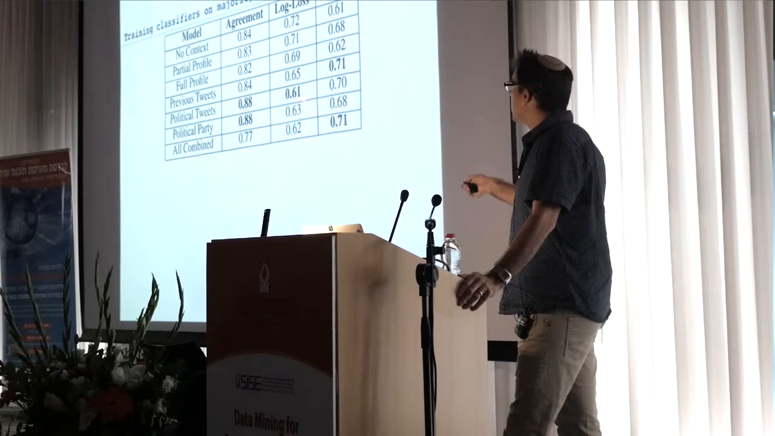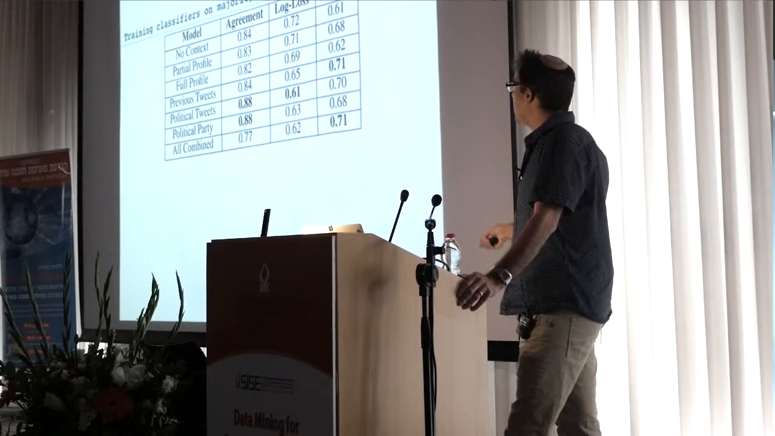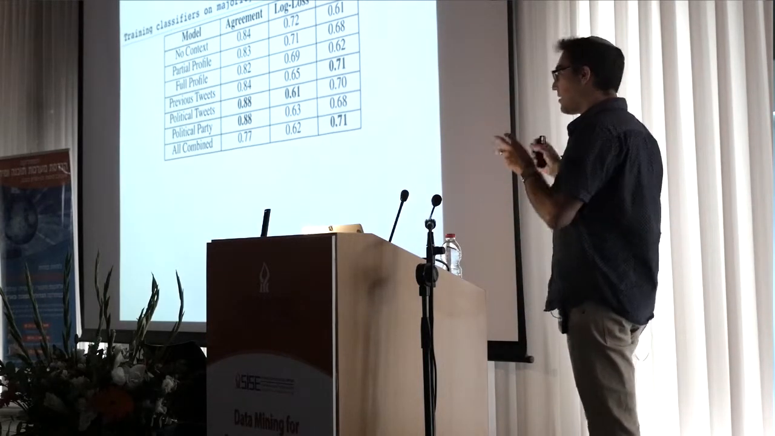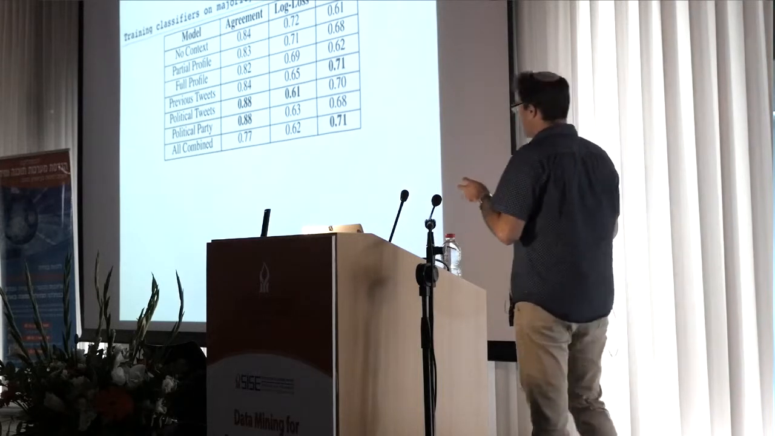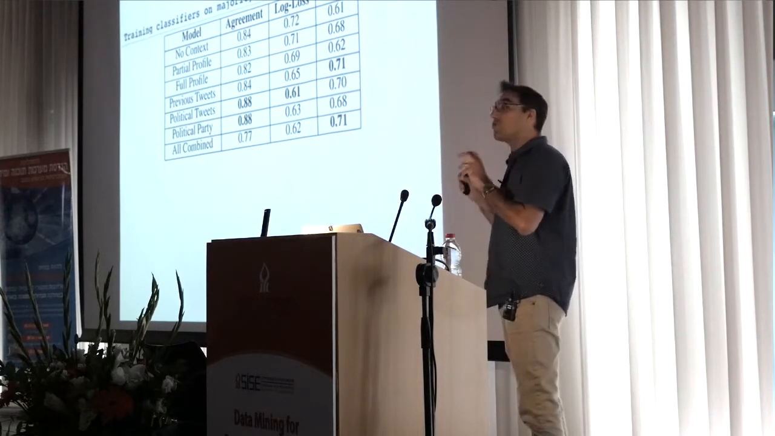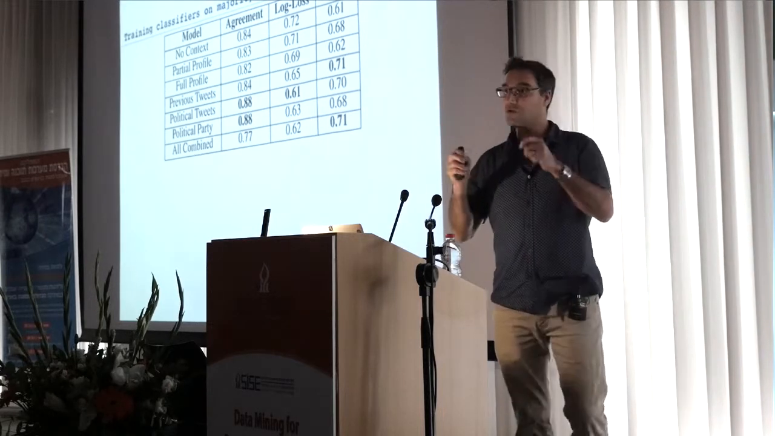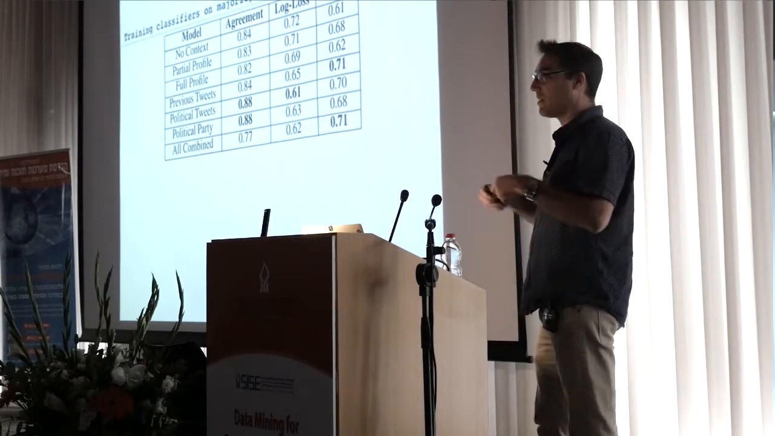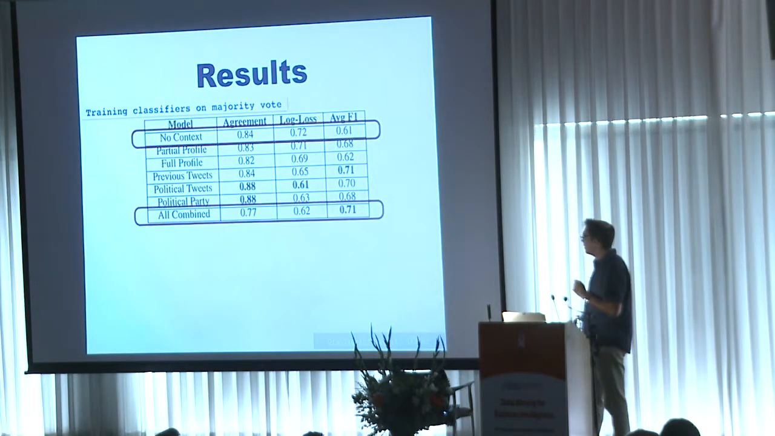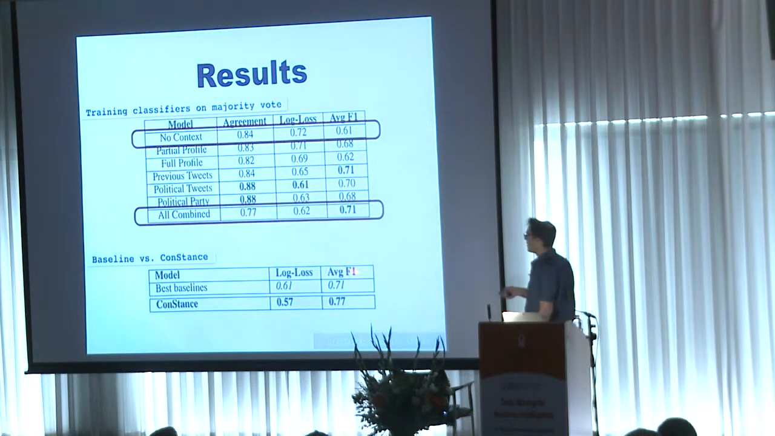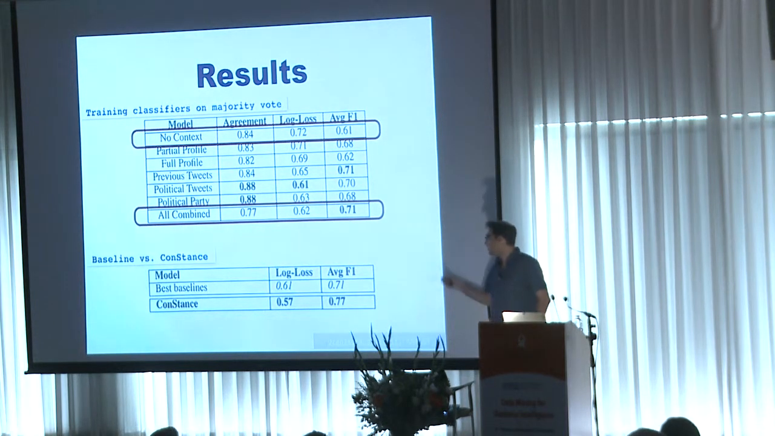There is a log loss, the lower, the better. There is an F score, the higher, the better, and you could see this is the result. Again, the basic classifiers based on majority vote. I didn't do anything interesting about how to choose a label. I did majority votes on the labels, and I tried to learn from that.